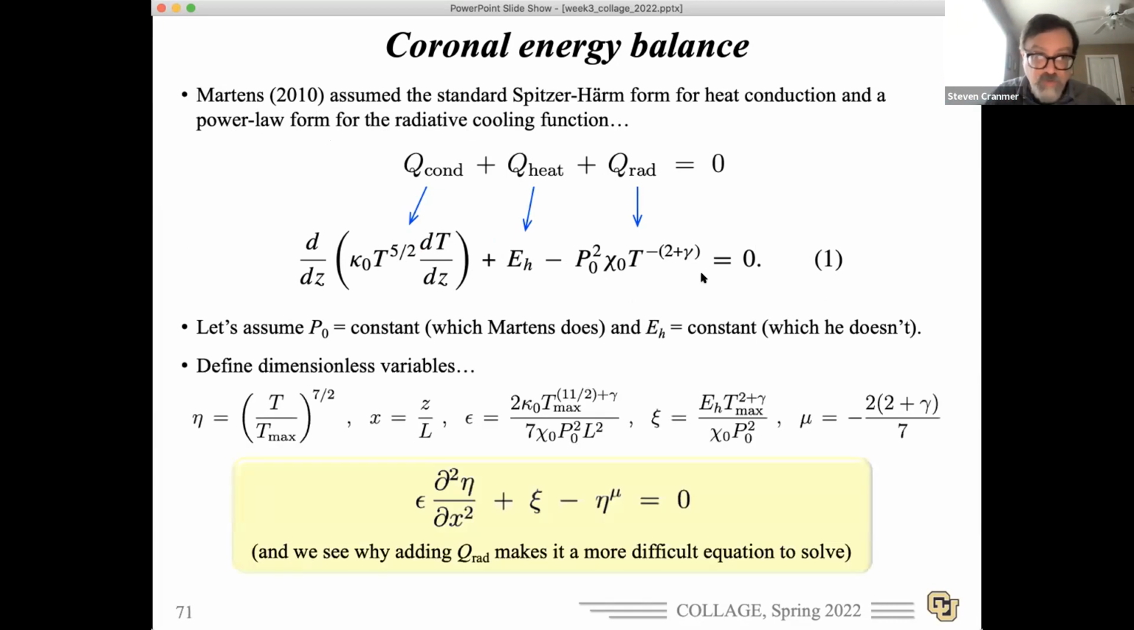If you go through the whole non-dimensional variables, don't even worry about the definitions of them just yet. I'm trying to follow Martens. But the actual equation that you get is now a little bit more complicated, right? When we were just balancing conduction and heating, we didn't have this third term, and all we had was the second derivative equals a constant. Now we've got another nonlinear term involving what I used to call y, which Martens calls eta, to some power. So adding in the radiation that generated this term really makes it a slightly more difficult equation to solve.